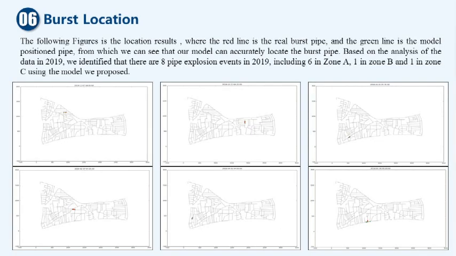The following figures show the location results, where the red line is the real burst pipe, and the green line is the model-located pipe, from which we can see that our model can accurately locate the burst pipe. Based on the analysis of the data in 2019, using the model we proposed, we identified that there are 8 pipe burst events in 2019, including 6 in Zone A, 1 in Zone B and 1 in Zone C.